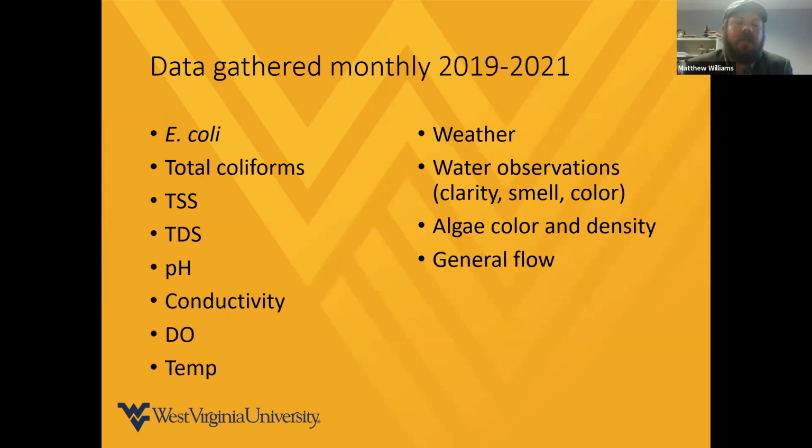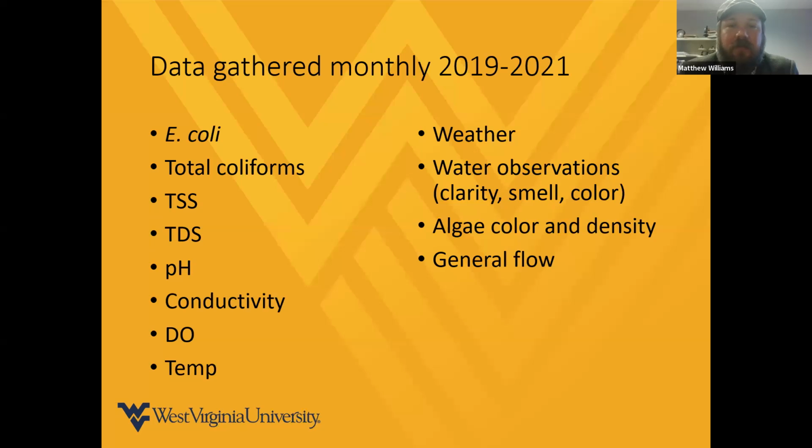And what kind of data do we gather? Each month we go out, we sample for Escherichia coli, we do total coliforms, total suspended solids, total dissolved solids, pH, conductivity, dissolved oxygen, temperature. We also make some record of the weather, the water observations, algae color and algae density, general flow observations. For part of the project, we did actual flow measurements in our little waterways.